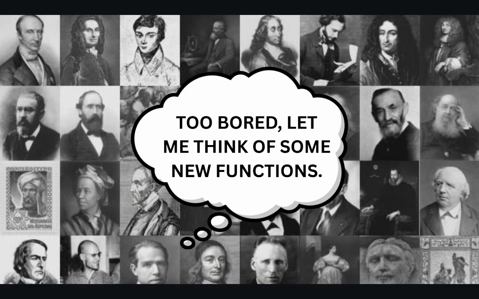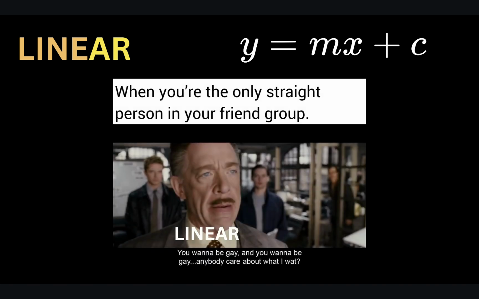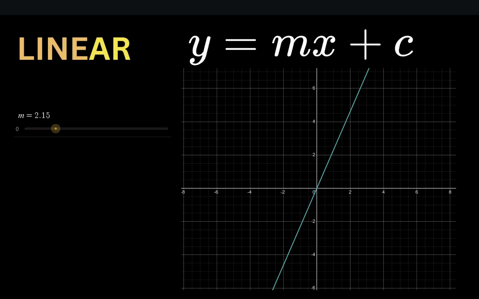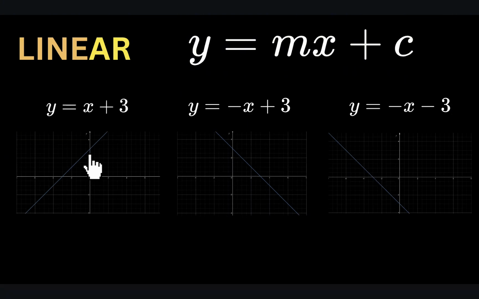Mathematicians are just too bored, and there are a lot of functions that we need to learn. Firstly, we have linear, which is in the general form of y equals mx plus c, and it is the only straight line. The m here stands for the steepness or the gradient of the graph, and the larger value of m means that the steeper your graph is. And c refers to the y-intercept, which is the point where your graph is going to intersect your y-axis.